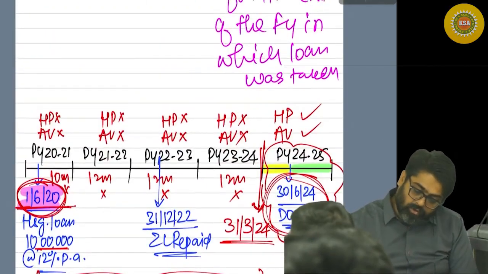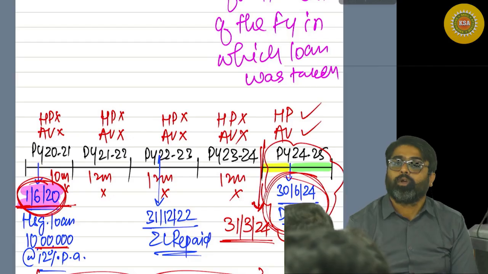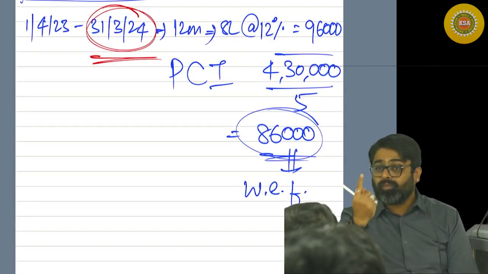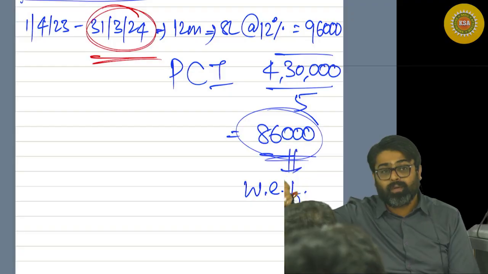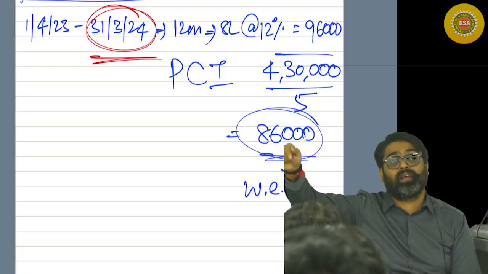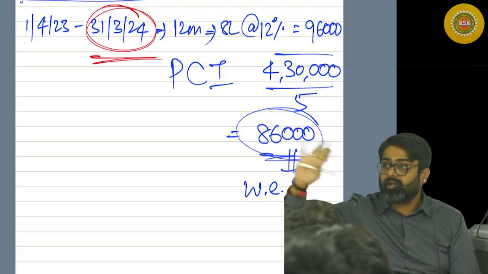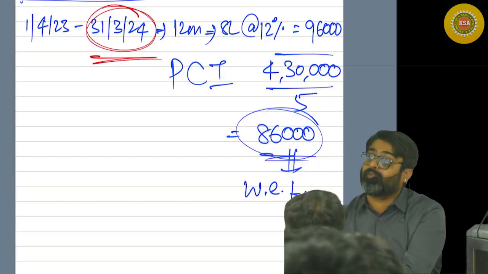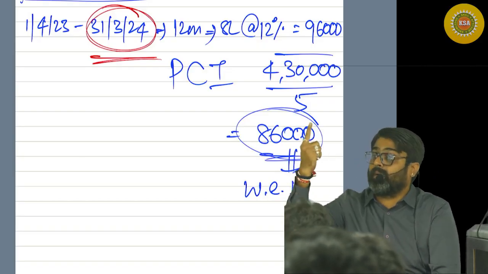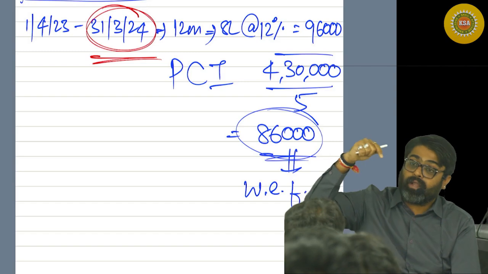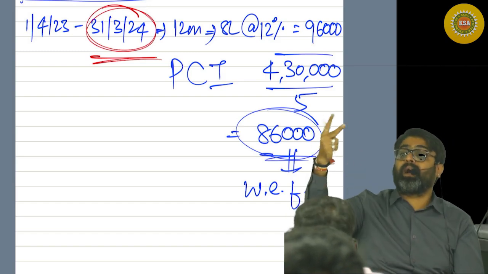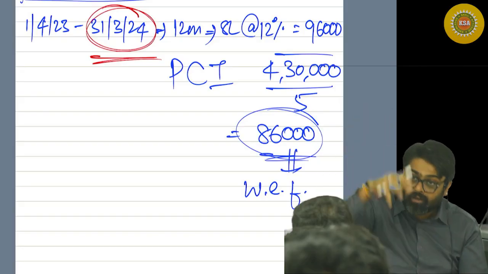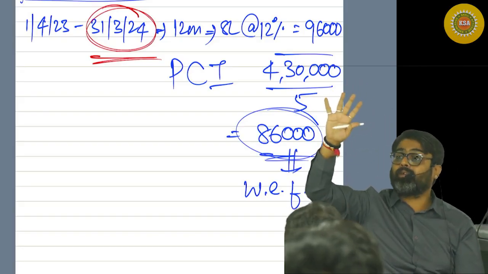When the construction was completed. So 80,000 will be claimed as a deduction for the first time in 24-25 because 24-25 was the year in which the construction was completed. So this 80,000, which is a pre-construction interest, 1/5 amount, first installment, first year will be 24-25, then 25-26, then 26-27, then 27-28, and then 28-29.